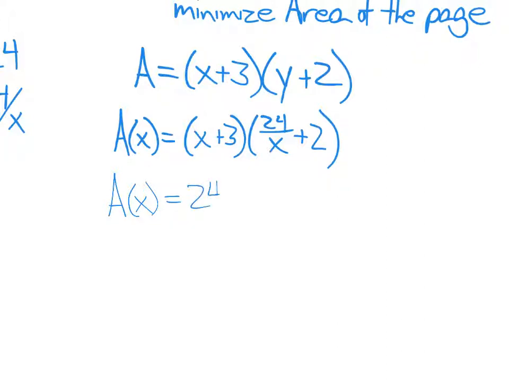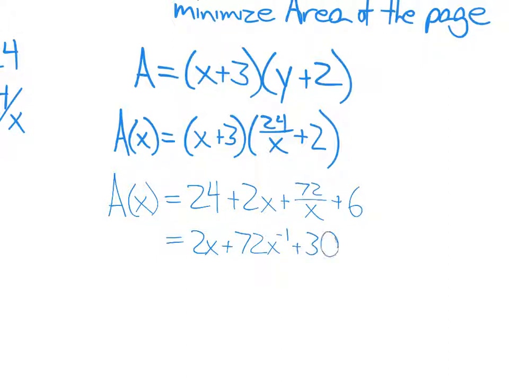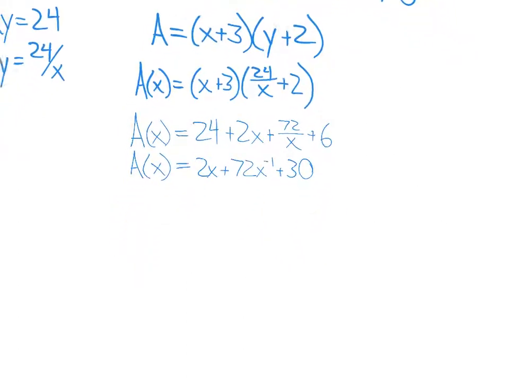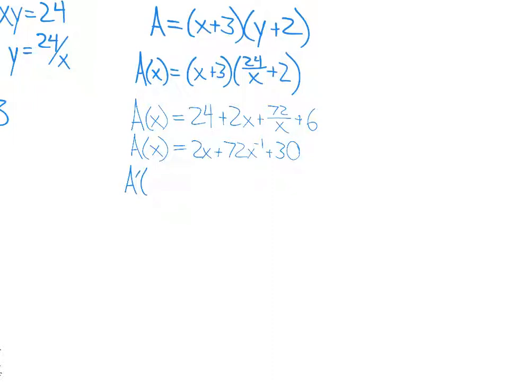So 24, we're going to have a plus 2x plus 72 over x plus 6. That's what we get when we FOIL that out. Okay. Simplify a little more. 2x plus 72x to the negative 1 plus 30. So there's our area. And we can find the derivative. Now it's super easy to find the derivative. It's 2 plus, minus 72. X to the negative 2. Good. 2 minus 72x to the negative 2.